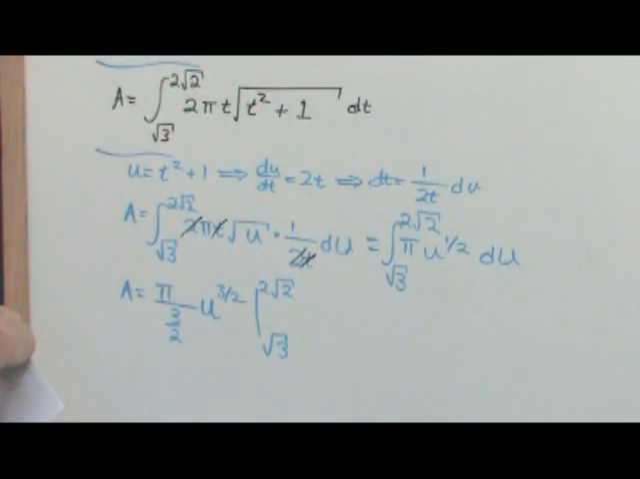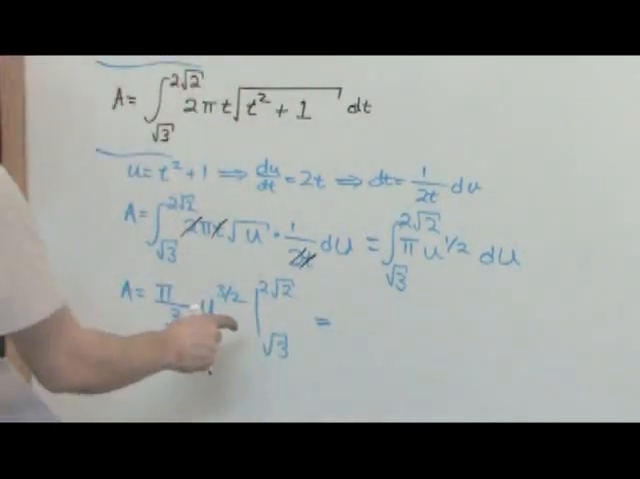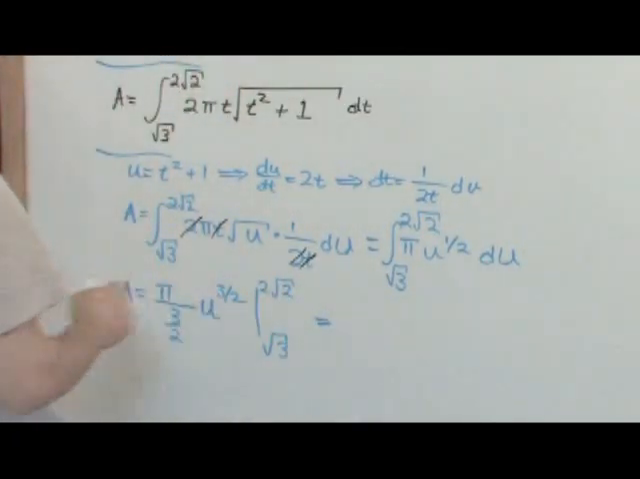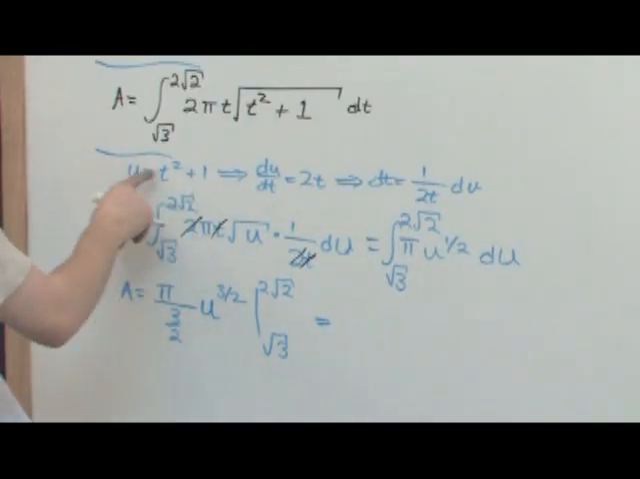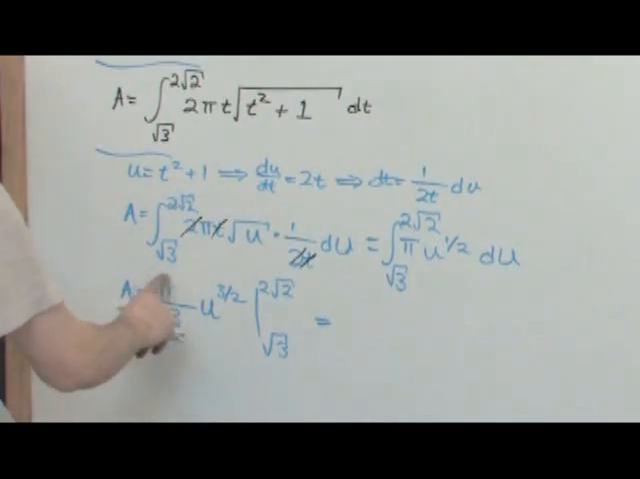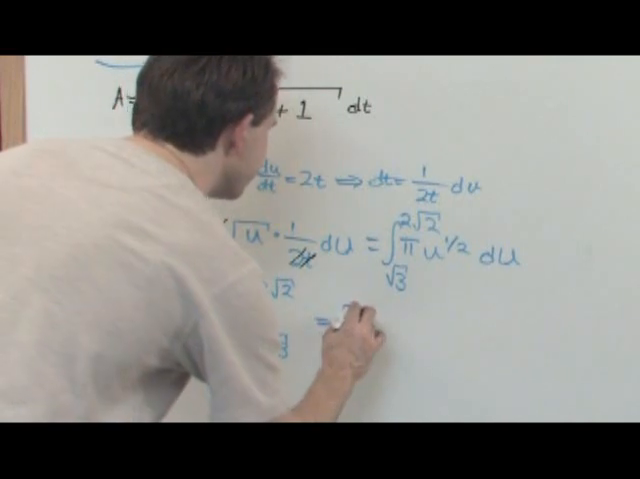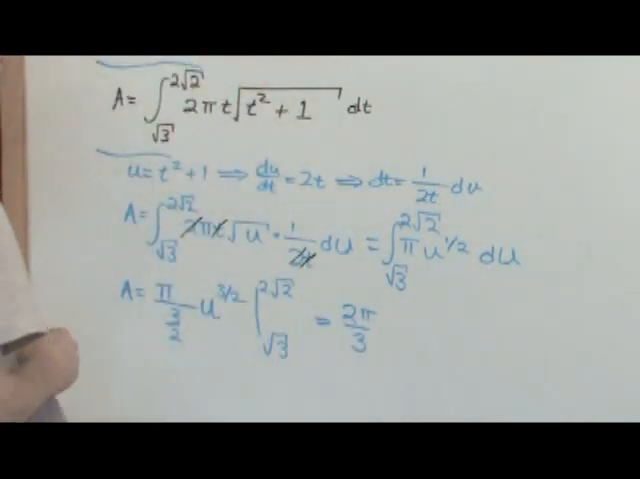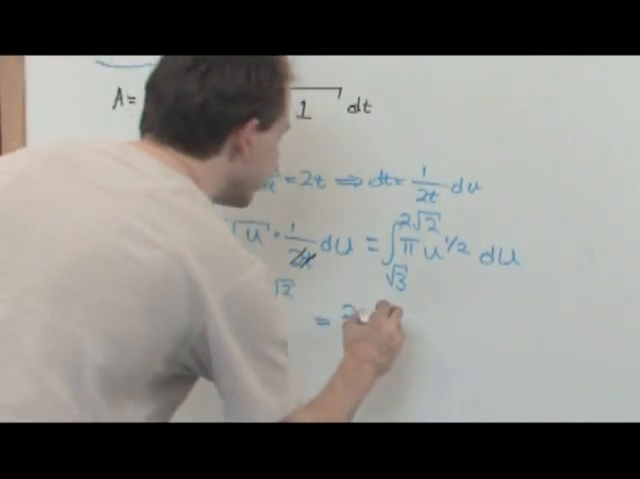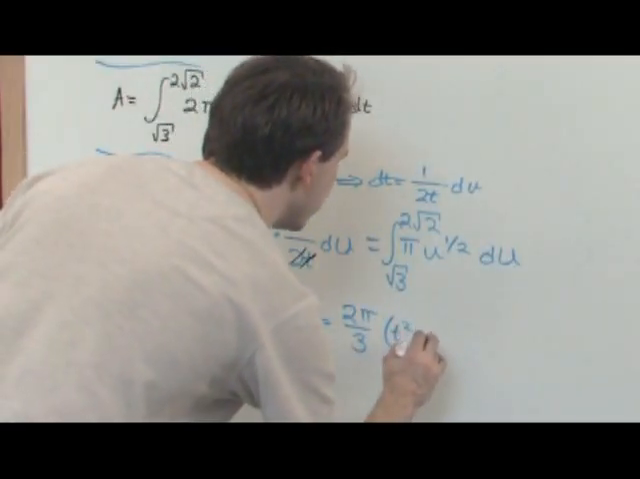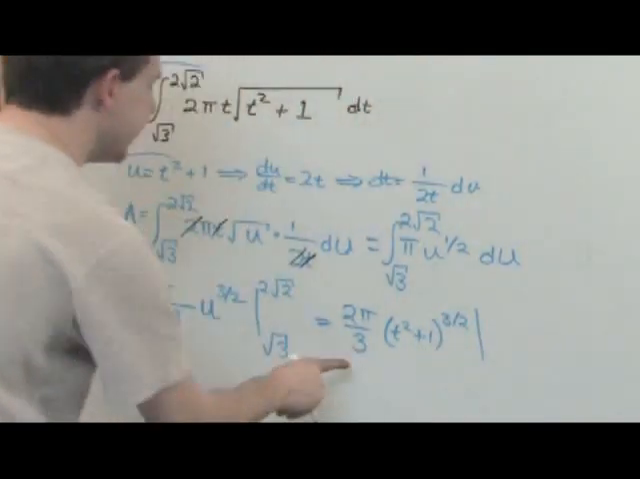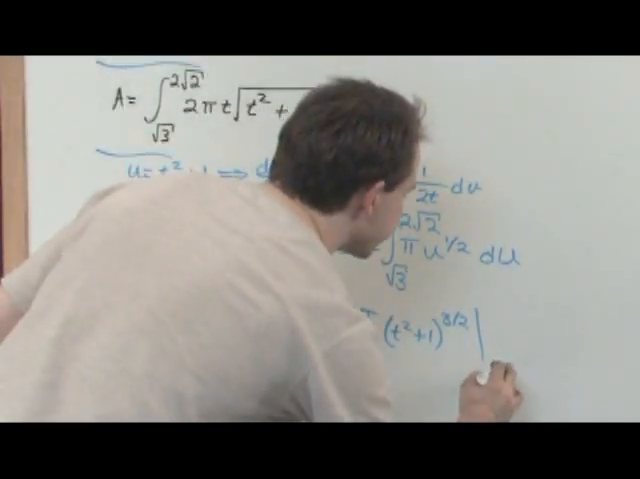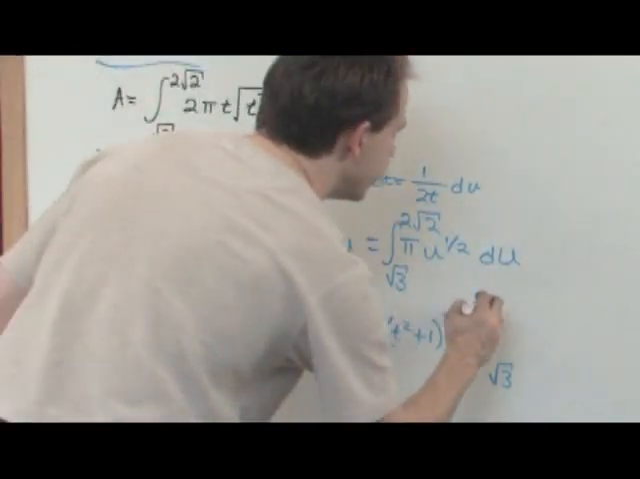Now, obviously, these limits are in terms of t, but I've integrated in terms of u, so I'm going to substitute what I know u is and simplify. When I flip this fraction over and multiply, it's going to be 2 pi over 3 times u, which is t squared plus 1, all raised to the 3/2 power, and finally evaluated from square root of 3 to 2 times the square root of 2.